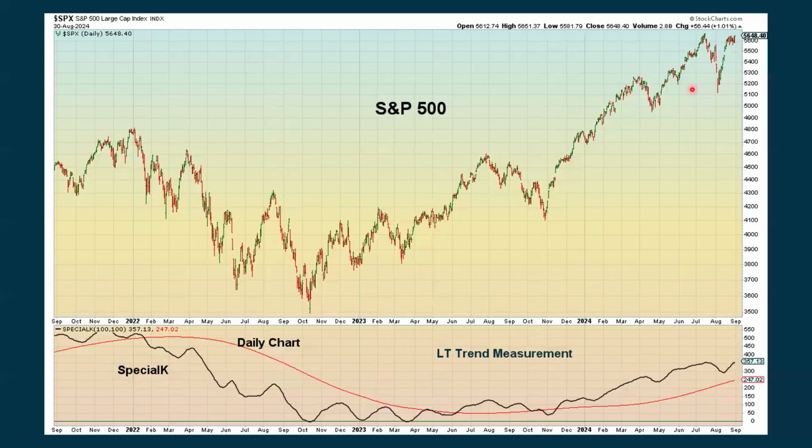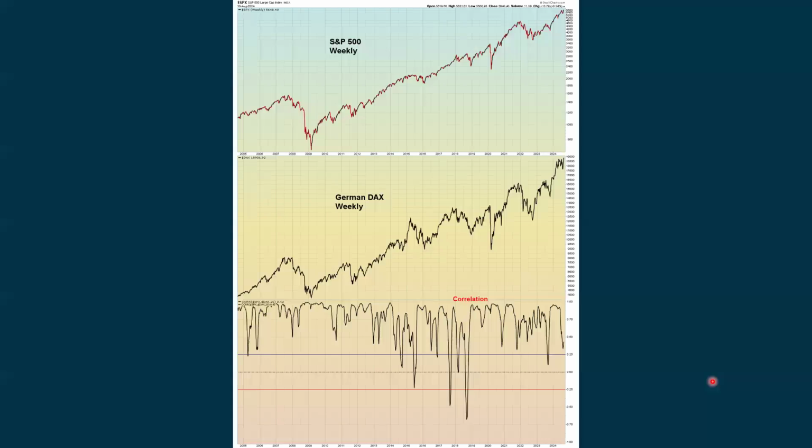And then this is a long-term oscillator called a special K. We're still above the red line and going up. So this is longer term positive. And I don't show this in the daily video because it doesn't change all that often.